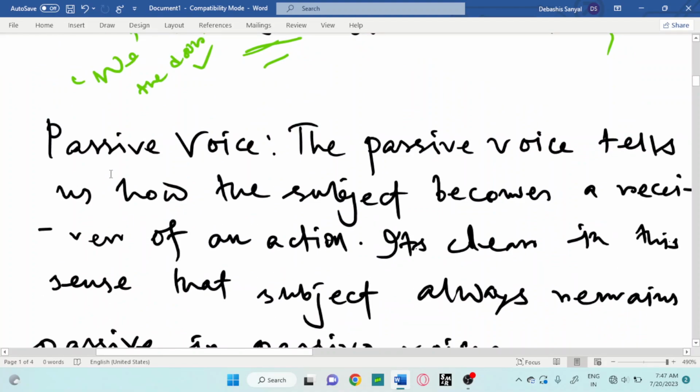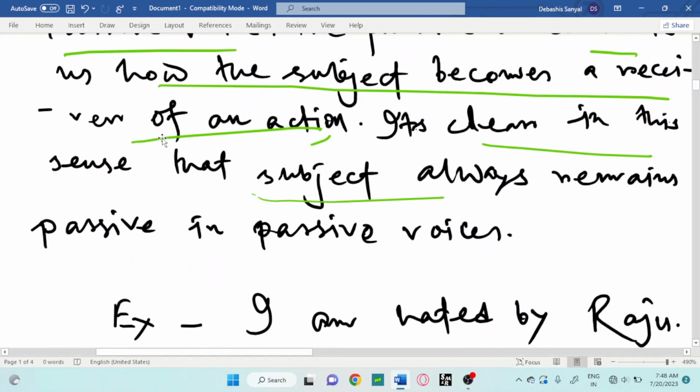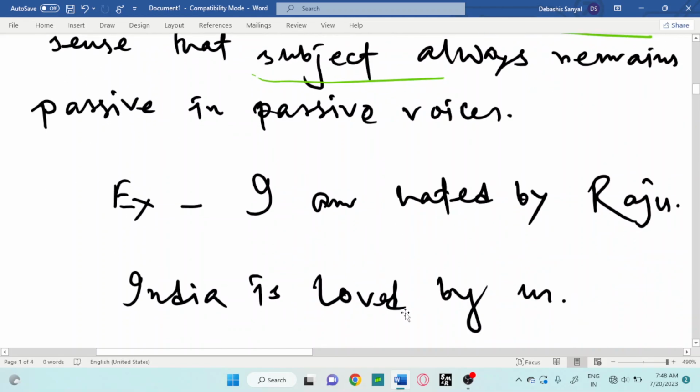Passive voice. What does the passive voice tell us? It tells us how the subject becomes a receiver of an action. That is, there will be an action and the subject becomes the receiver of the action. It's clear that the subject always remains passive in passive voices. Yes, it's right. See the example.